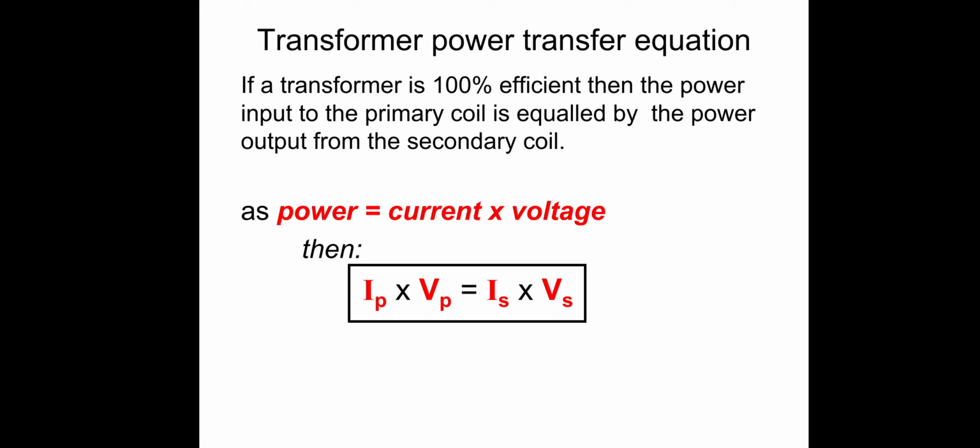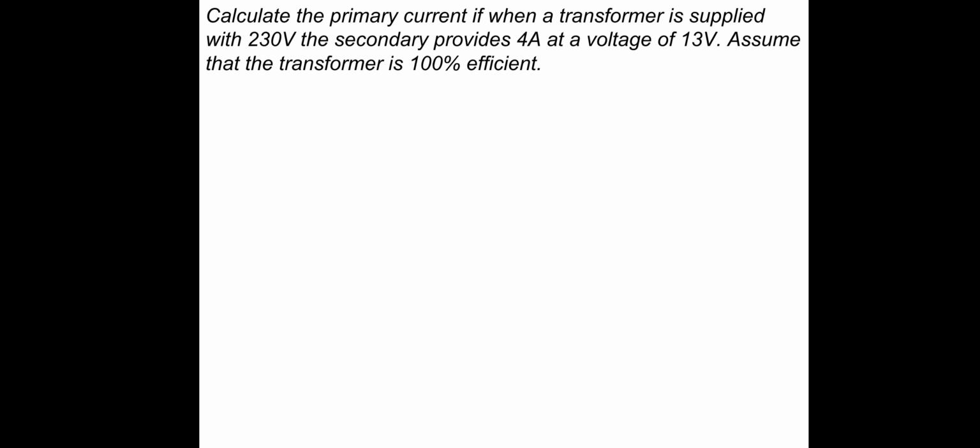Obviously, at A level, it's not always 100% efficient. We could have 0.75 or 80%, 90%, 0.96. Next lesson, we'll take that into account and we'll practice some of those questions. So current's measured in amps and voltage is measured in volts. So let's get straight into it.